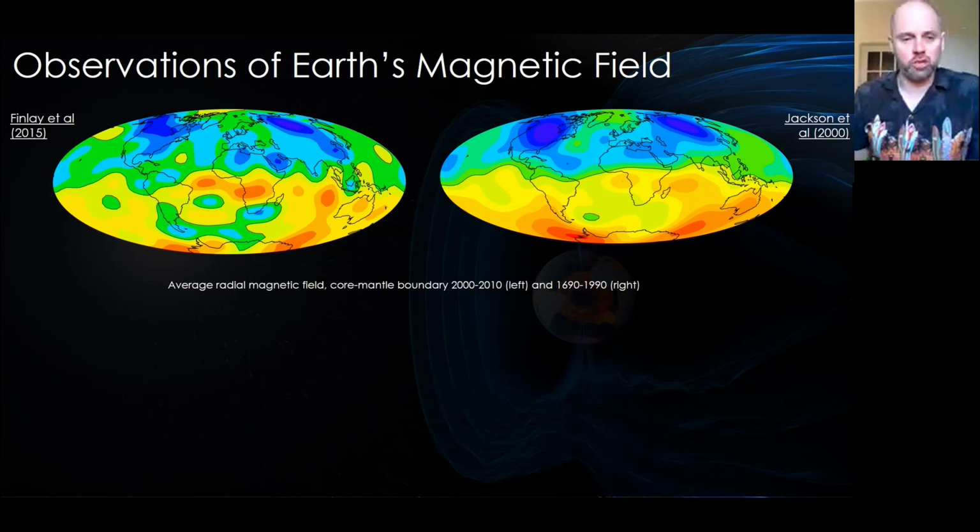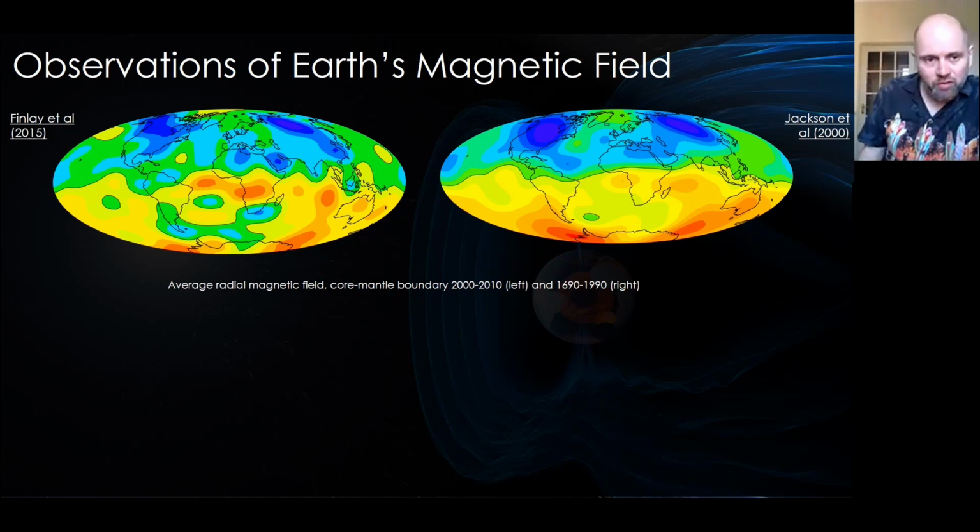So the left one's been measured using satellite observations. It's got very high resolution, and what you see is that the magnetic field structure is rather complicated. You've got this dominant dipole, i.e. you've got more blue in the northern hemisphere and more red in the southern hemisphere. But really, when you look in detail, there's quite a lot of complicated structure.